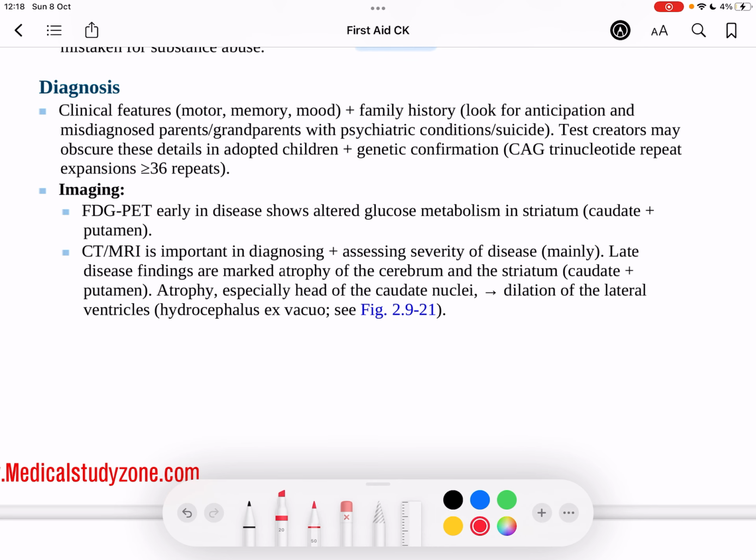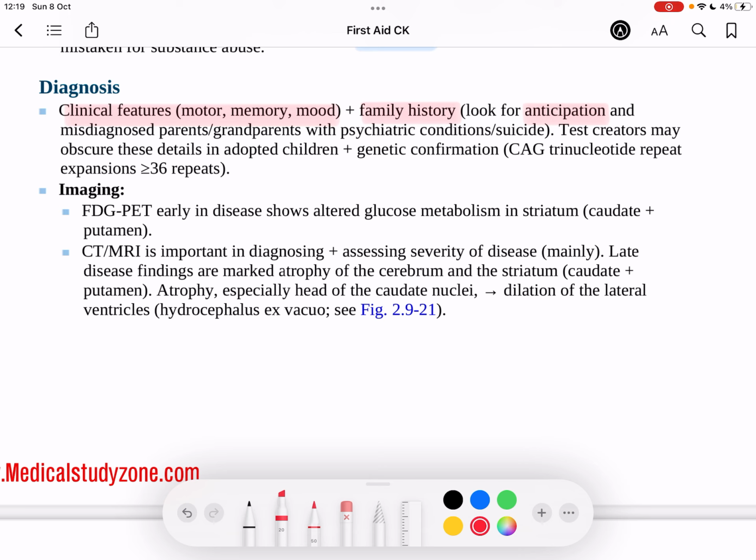Now moving on to diagnosis, the diagnosis is going to be clinical. You're going to be looking for the motor, memory, and mood symptoms. You don't have to have all of them, but you're going to be looking out for them. And then you should also look out for a family history, and you've got to look for this idea of anticipation. And misdiagnosed parents, grandparents with psychiatric conditions and suicide will count as that family history, okay?